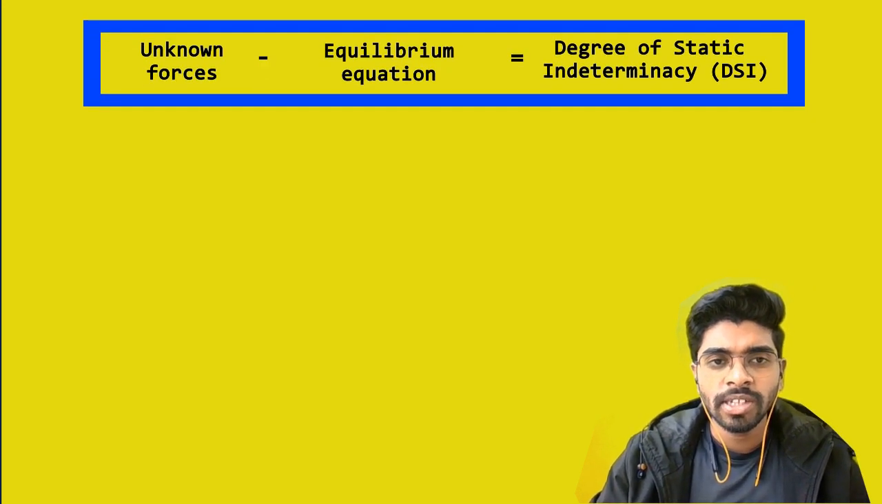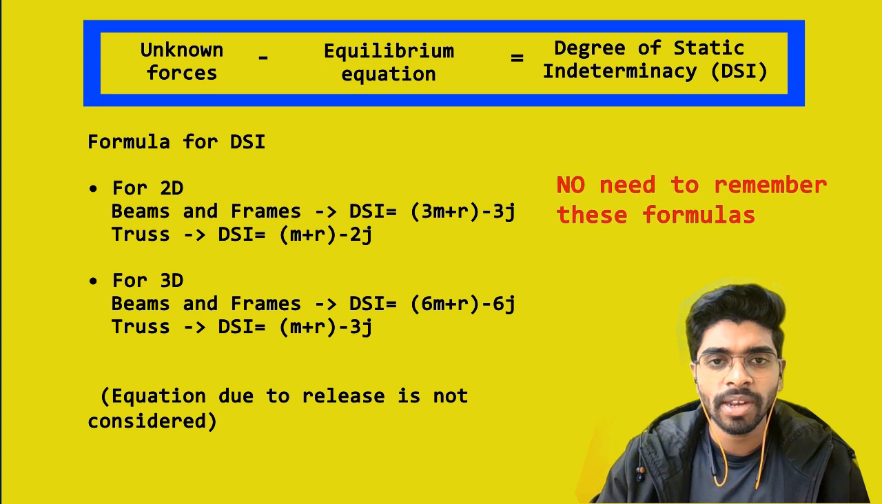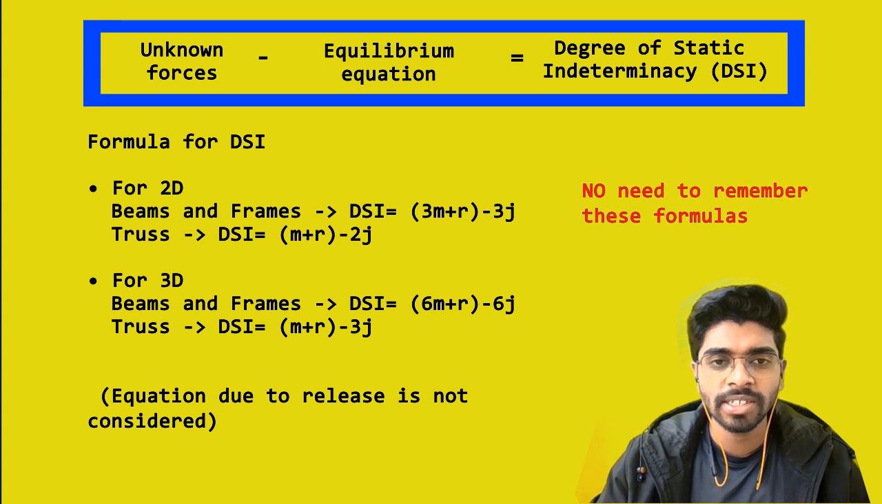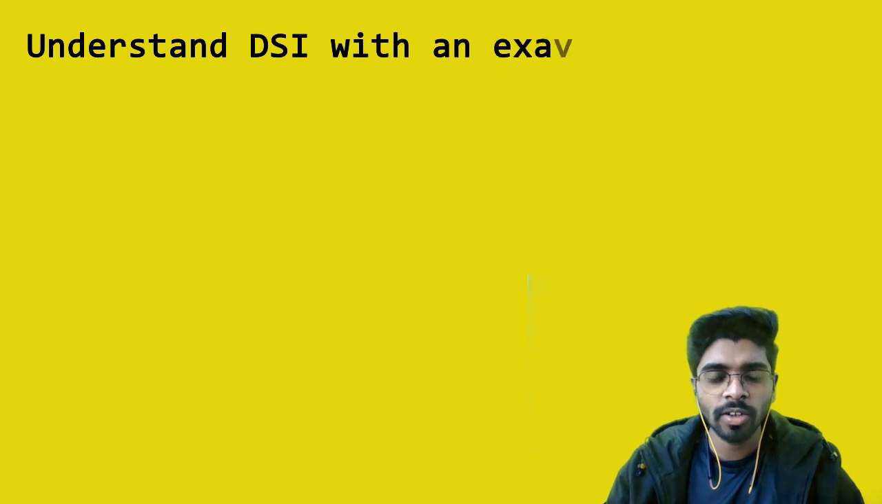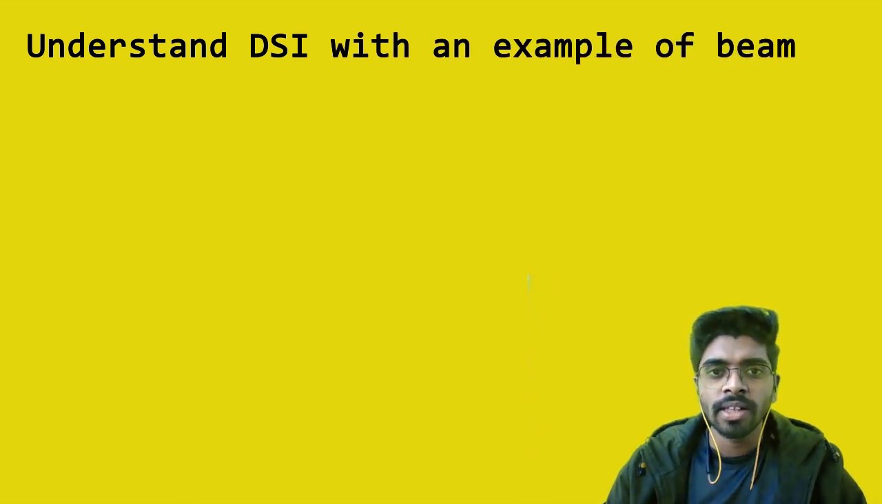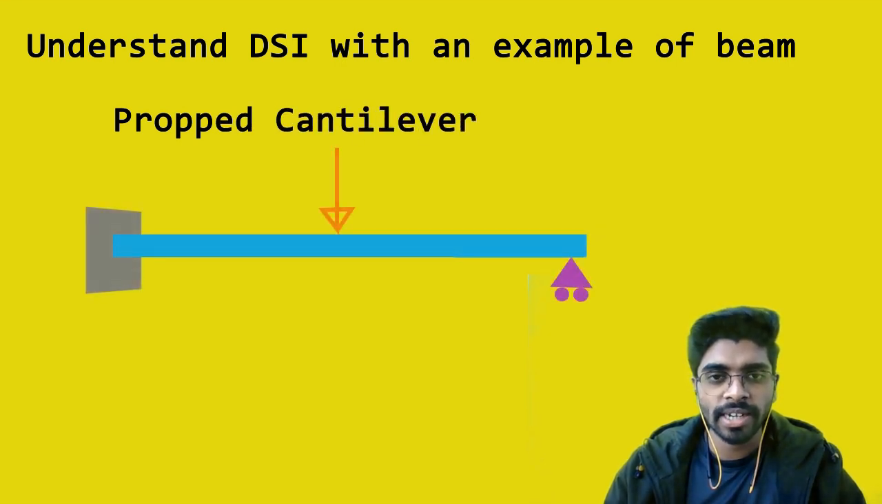So you must have seen the various formulas to calculate degree of static indeterminacy for 2D beams, frames, and for 3D beams, frames and trusses. But you don't need to remember any of the formulas. Just go to the basics, and whatever basics you already know, you can derive it. By taking a very simple example of a beam, I will make you understand the degree of static indeterminacy. Let us take a simple propped cantilever over which a point load is applied.